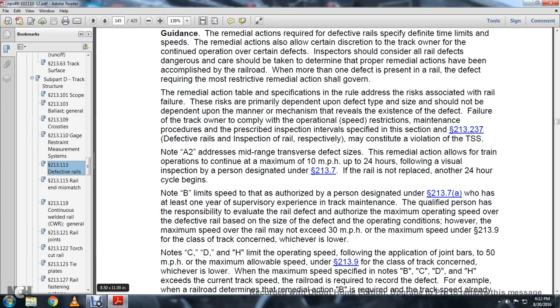The remedial action allows the train to operate at a continuing maximum of 10 miles an hour for up to 24 hours following a visual inspection by a person designated under 213.7. If the rail is not replaced within 24 hours, the cycle begins again.